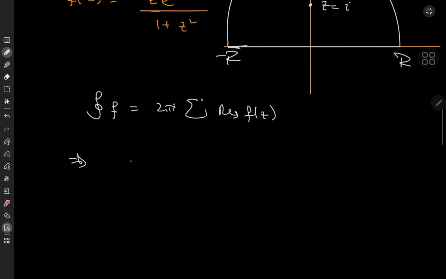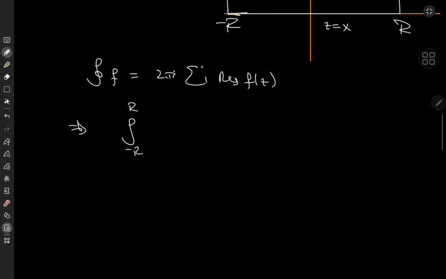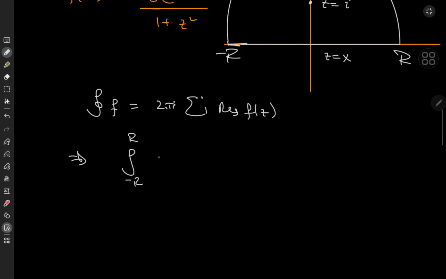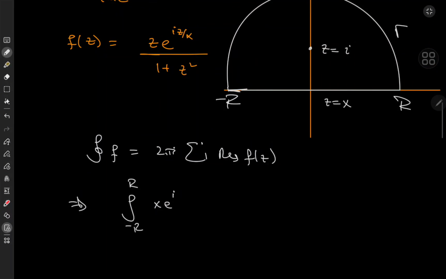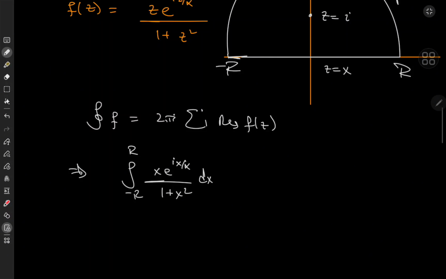That is to say, the integral from negative r to r. Terribly sorry about that. That was a bit more cursive even for my liking. The integral from negative r to r, and of course on the real line, z can be parameterized as just being equal to x. So that means I have x times e to the i x over alpha over 1 plus x squared dx. That looks a lot like our target integral, and the good news is it is our target integral, as we will see later. In fact, it's just a bit more than our target integral.